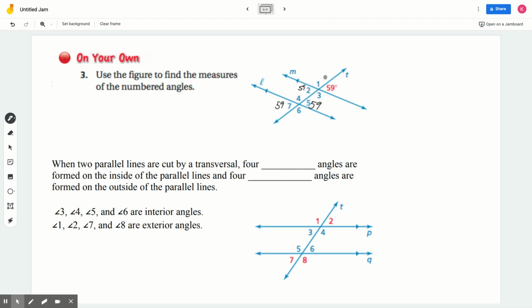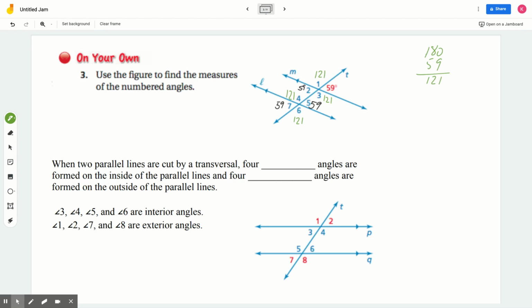Now, angle 1 and 59 degrees make 180. If we subtract, we can find that angle 1 is 121 degrees. We can mark the corresponding and vertical angles with 121 degrees.